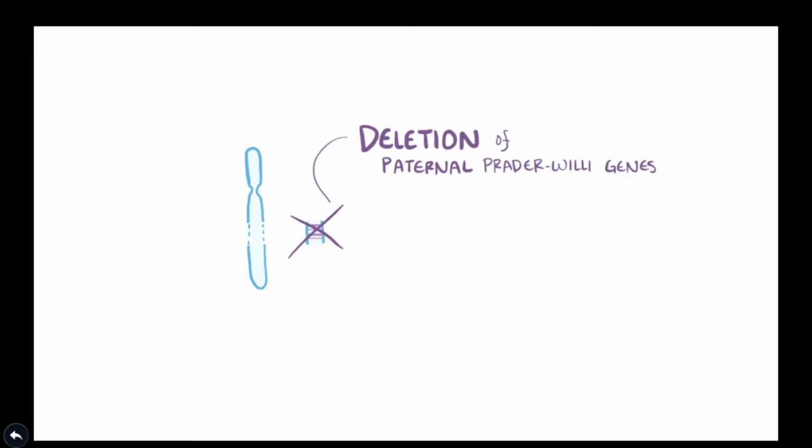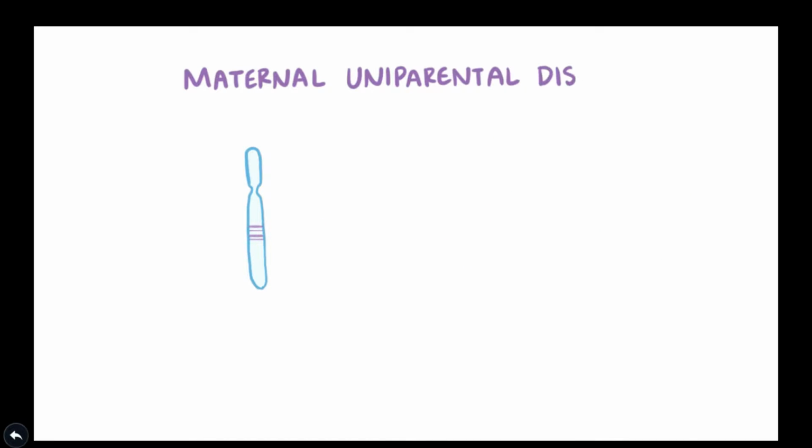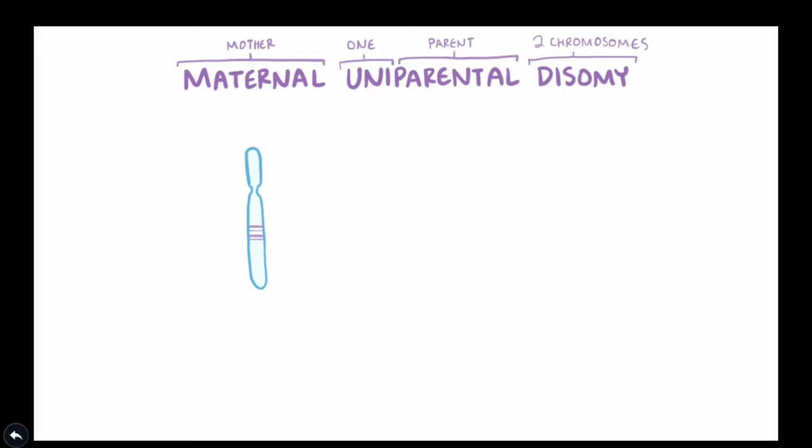A lot of deletions also include a nearby gene called OCA2, which codes for a pigment that gives color to the eyes, the hair, and the skin. So Prader-Willi patients with deletions that encompass OCA2 can have a light complexion. Now, a second way is called maternal uniparental disomy, which means two chromosomes from one parent, the mother.